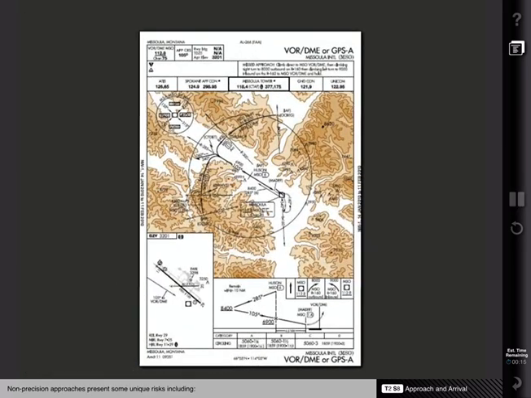Non-precision approaches present some unique risks, including inaccurate or poorly designed approach procedures, various approach angles including shallow approaches, and multiple step-down altitudes.